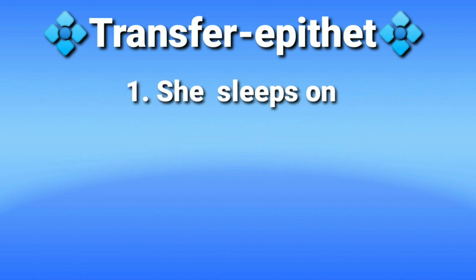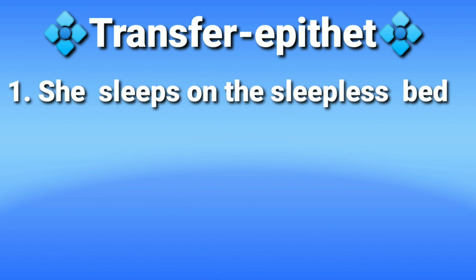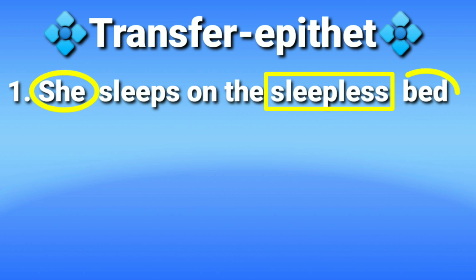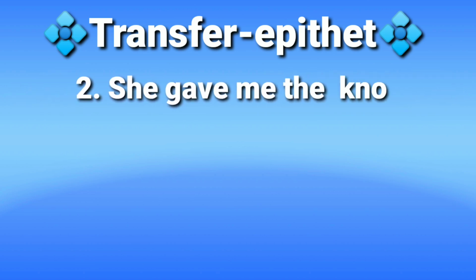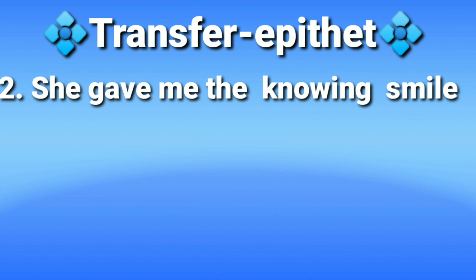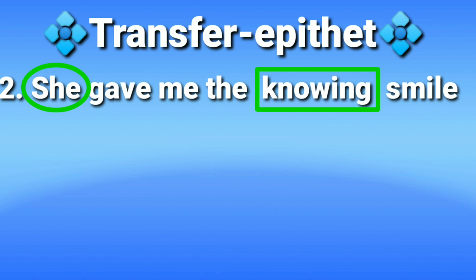She sleeps on a sleepless bed. Now the epithet, that is adjective, sleepless belongs to she, but it is being transferred to bed. That is why there is transfer epithet. Look at its second example. She gave me the knowing smile. The adjective knowing belongs to she again, but it is being transferred to smile.